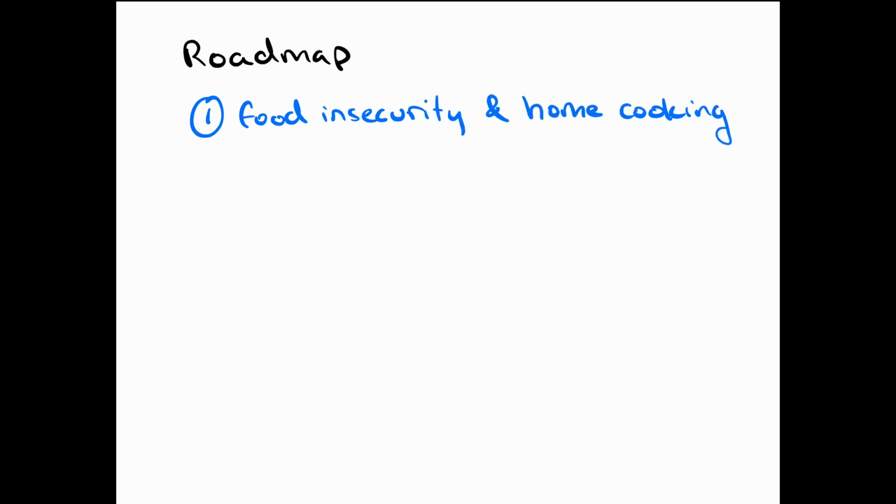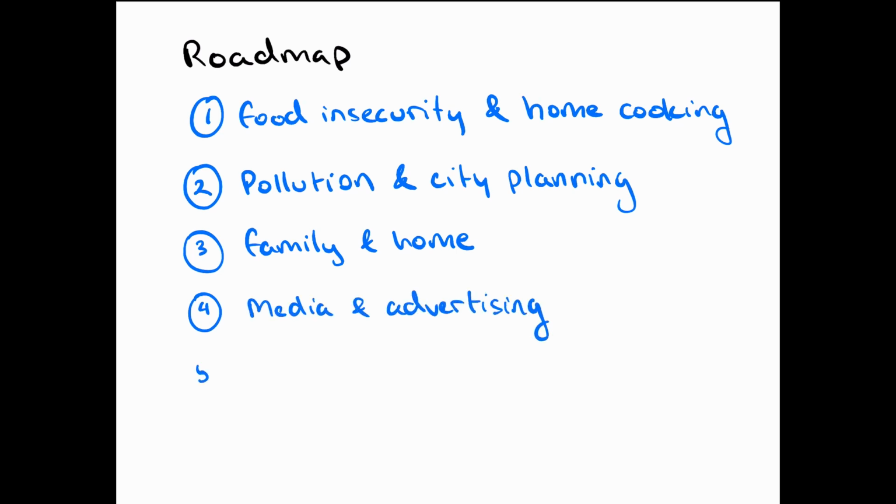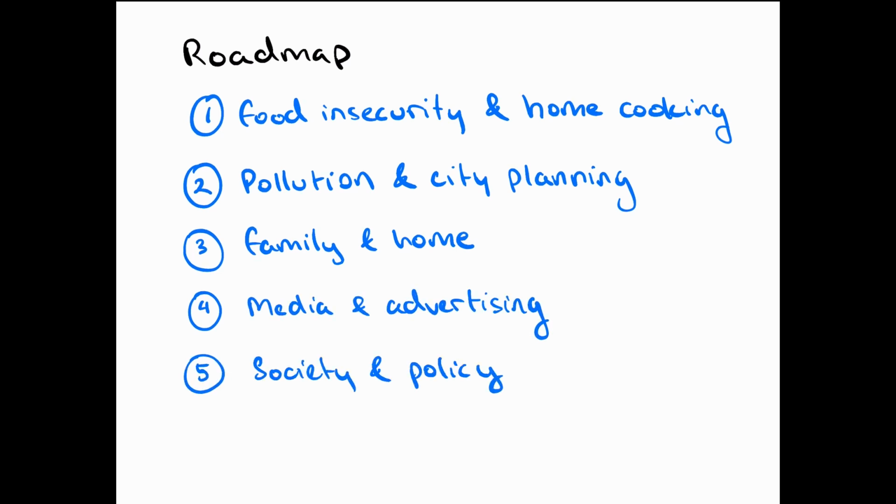So here's the roadmap for the rest of the lecture. These are a lot of the factors that were presented in that spider diagram before. Firstly, we'll be talking about food insecurity and home cooking, then pollution and city planning, then family and home. Towards the end, we'll be talking about media and advertising, and finally, society and policy. And after that, we'll discuss some solutions.